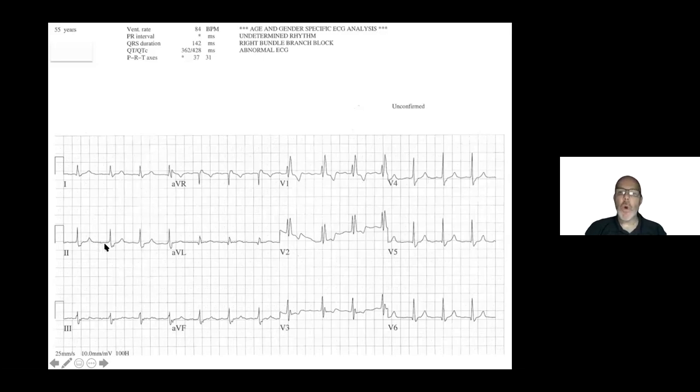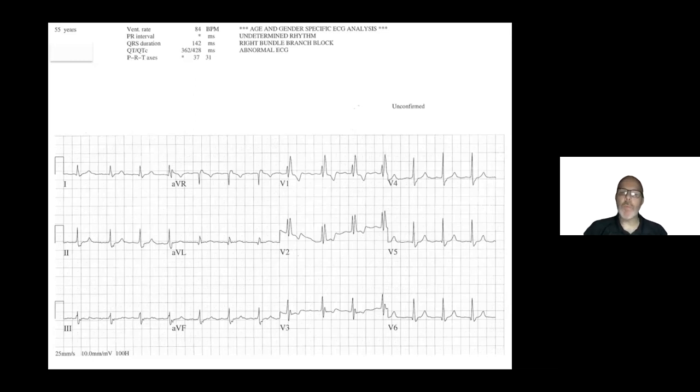Here's the thing: you only need to see P waves in one lead. You don't have to see P waves in every lead, as long as you see P waves in any one lead and all those P waves look the same. So if I come up here to lead V4, I clearly see P waves that all look the same and have the same PR intervals. So I can confidently say this is an underlying sinus rhythm, which is supraventricular. The QRS is 142 milliseconds, so it's met the base criteria for me to explore the possibility of a bundle branch block.